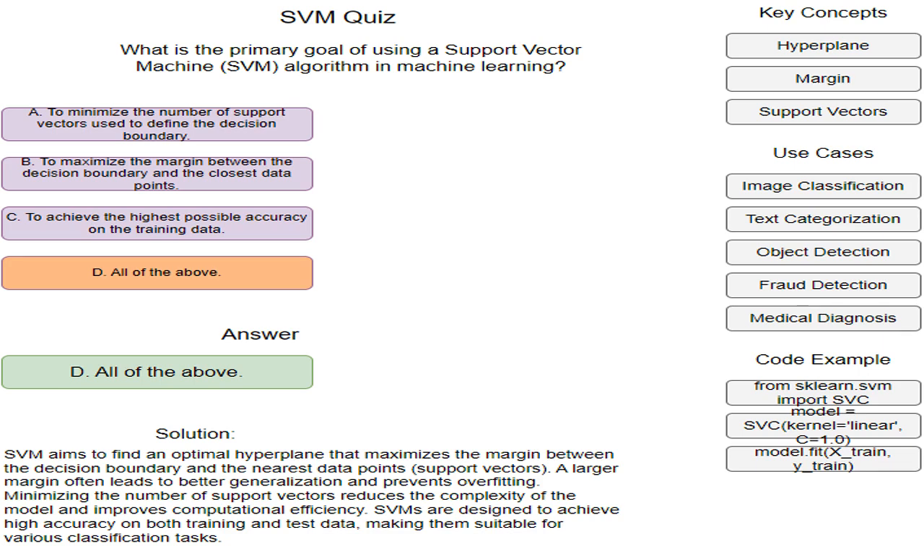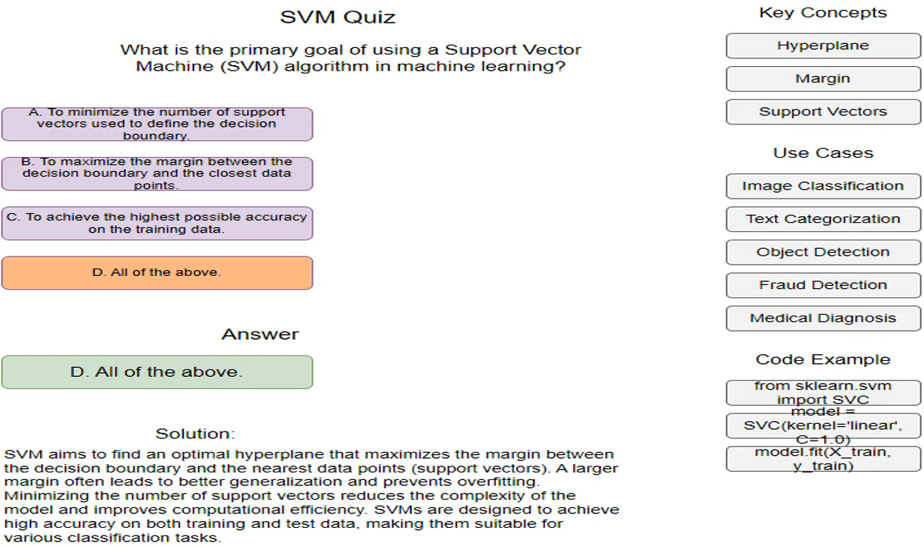The margin refers to the distance between the hyperplane and the closest data points, the support vectors, from each class. A larger margin generally implies a more robust model, less prone to misclassification. In a medical diagnosis scenario, a larger margin between the hyperplane and the support vectors representing healthy and diseased patients would mean the model is more confident in classifying new patients accurately.